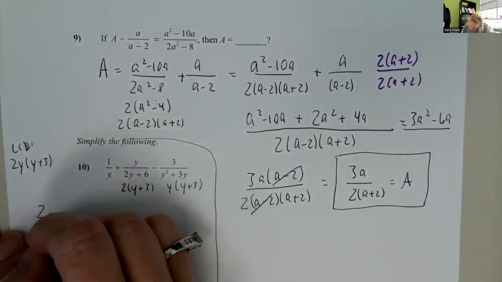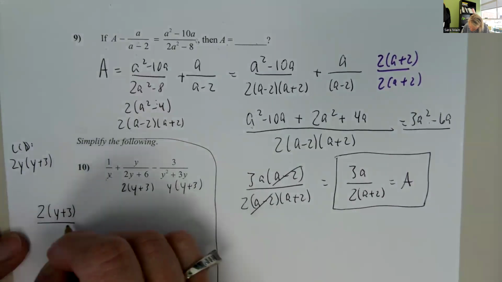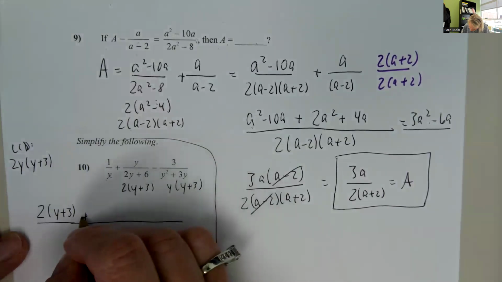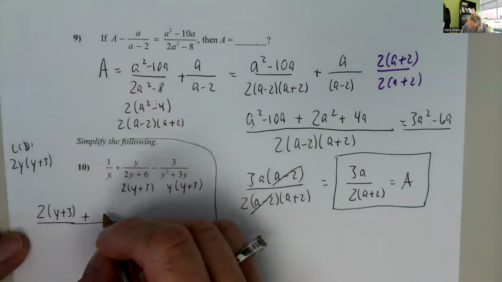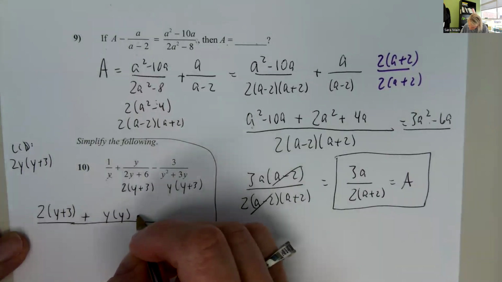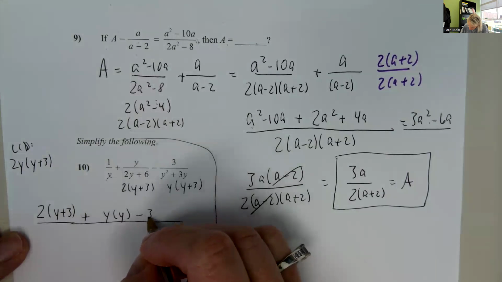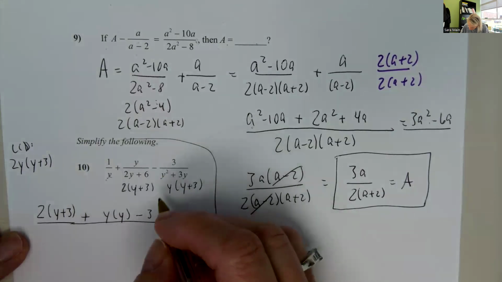So 2 times y plus 3 over the denominator here. And the second fraction has everything but just the y. So it's going to be a y times a y minus 3. And this fraction is just missing the 2.